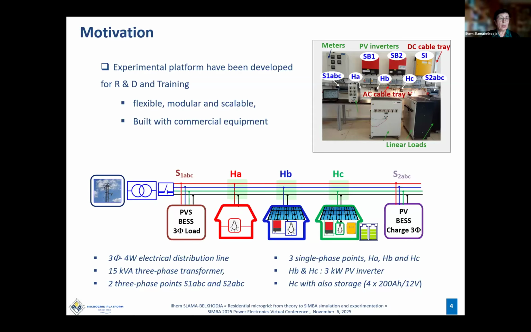House A is only consuming, while a 3 kilowatt PV inverter is installed for each of house B and house C. House C is also equipped with a storage system.